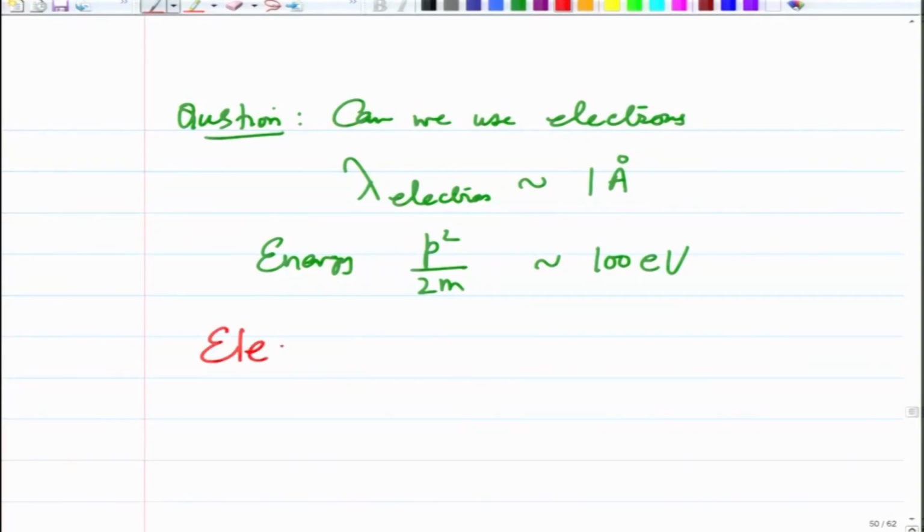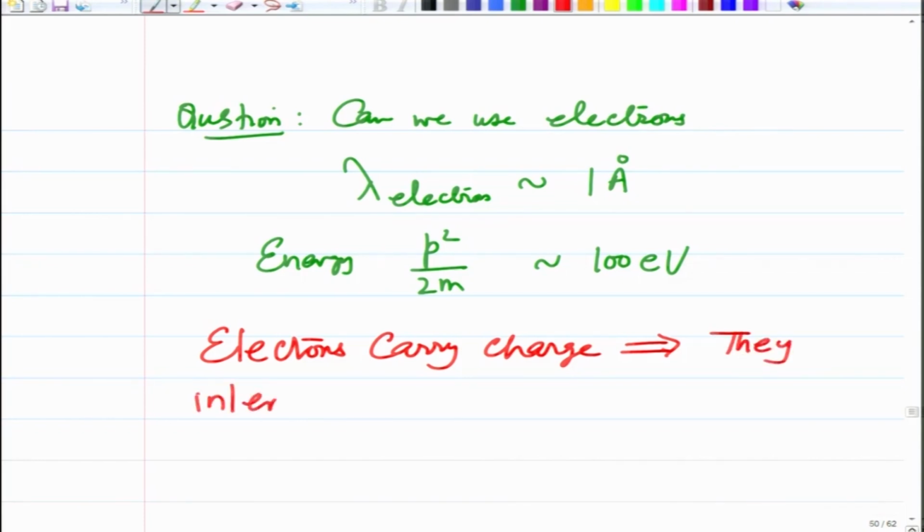Electrons carry charge, and this implies they interact with other electrons in a solid, and if they do, then obviously they are not interacting just with the phonons, but other electrons also, and therefore, the information that we get will not be only about phonons. So, electrons certainly are out.